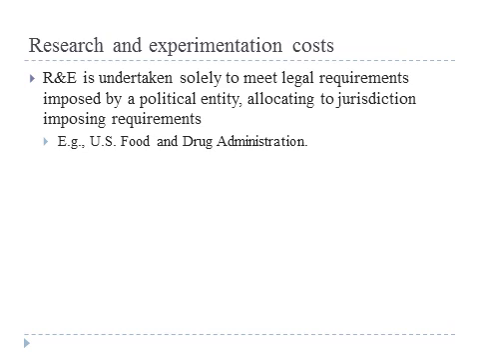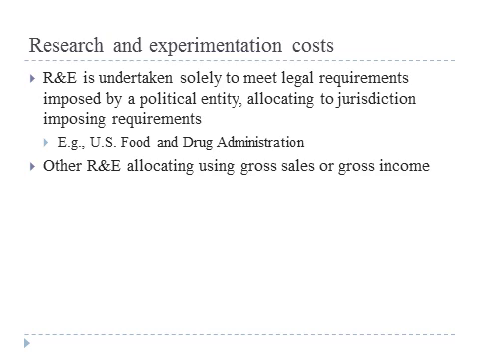An example is testing to meet the requirements imposed by the U.S. Food and Drug Administration, where the test results cannot reasonably be expected to generate more than de minimis amounts of gross income outside of the United States. In this case, the cost of testing is allocated solely to U.S. source income. Other research and experimentation costs are allocated under either the sales method or the gross income method.